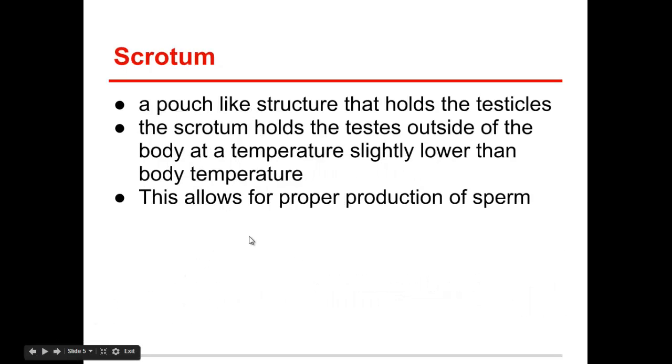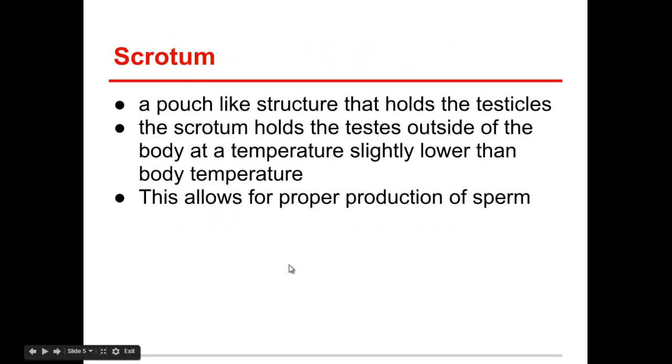After that, we have the scrotum. That's a pouch that holds the testicles, and they're held outside the body so that they'll be at a slightly lower temperature than body temperature. This allows for the proper production of sperm.